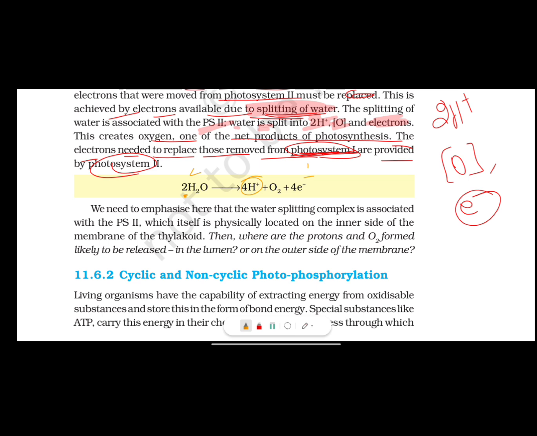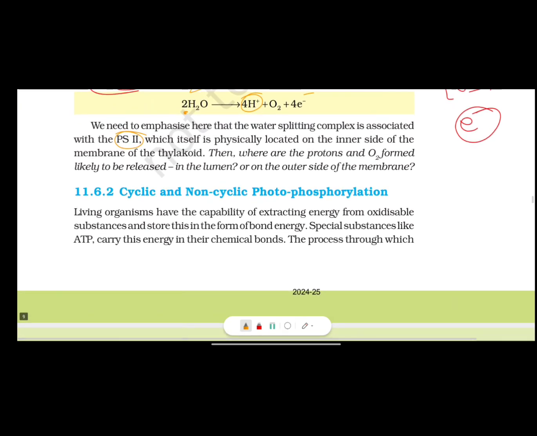Okay, we need to emphasize here that the water splitting complex is associated with PS2, which itself is physically located on the inner side of the thylakoid membrane. Very important, we have to know the location where this takes place, and over here PS2 is located in the inner side of the thylakoid membrane. Then the protons and O2 formed are likely to be released in the lumen or on the outer side of the membrane, and about it we will be studying in chemiosmosis.